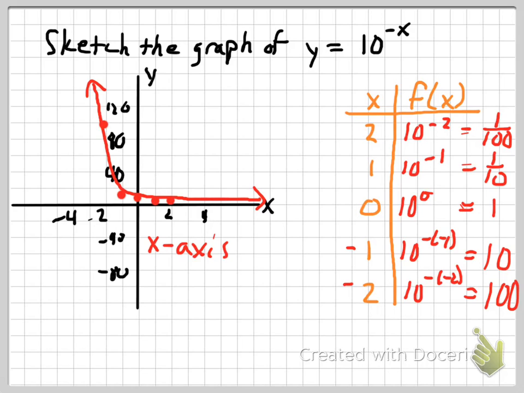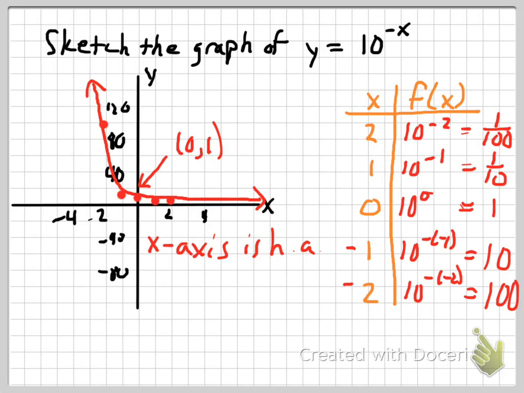We had a positive base, 10, and it was impossible for any power of 10 to give you a negative value. In fact, it's impossible for any power of 10 to give you 0 as well. So this graph never touches the x-axis, and it's a horizontal asymptote. And also, we still had the point (0, 1) as our intercept.